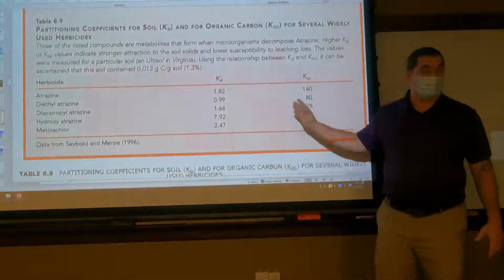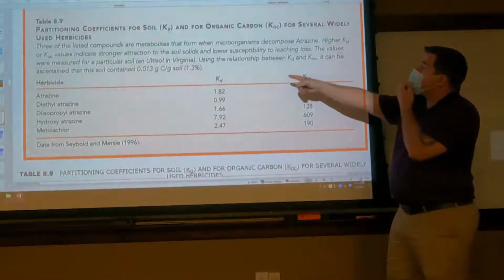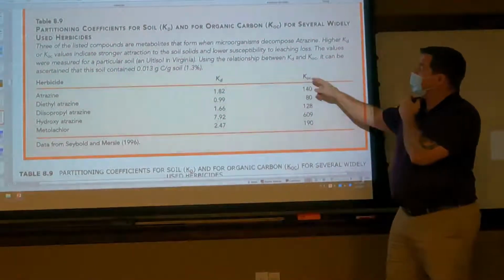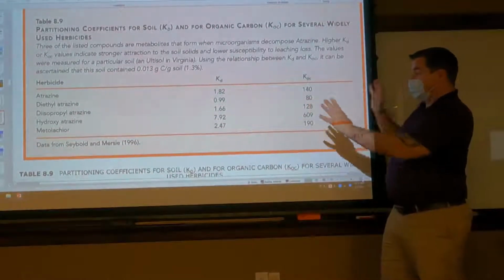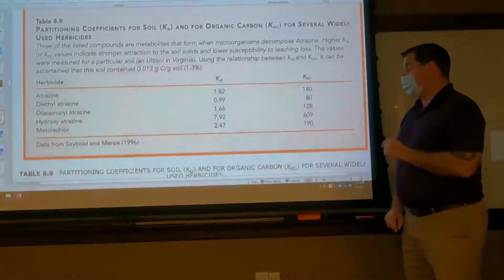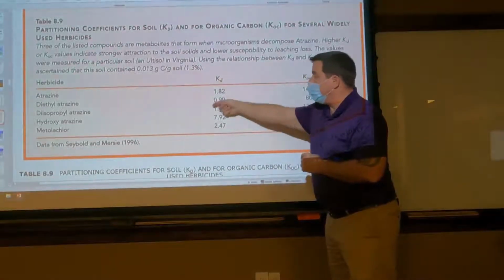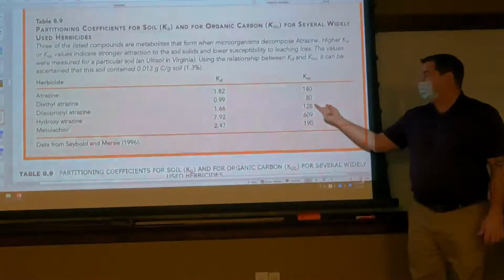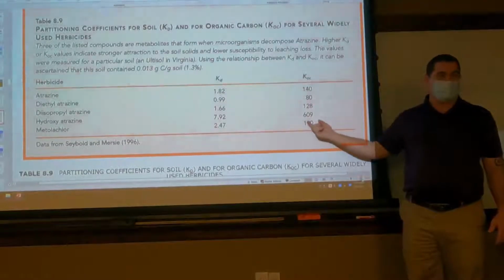Again, there are chemists that are calculating these coefficients. This KD, this KOC, they're just partitioning coefficients on what's going to happen. Partitioning coefficients D and organic carbon. So this is taking into account the partitioning coefficient of the molecule, and then this is taking into account the partitioning coefficient for the organic carbon, or organic matter.